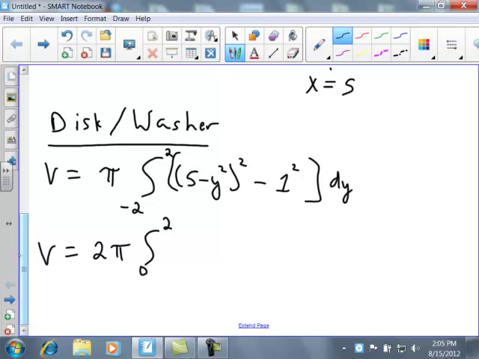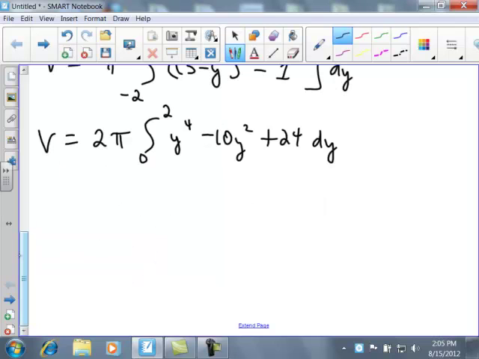And then if you multiply all that out and you combine things, this is what you end up with: y to the 4th minus 10y squared plus 24, all that dy. And if you go through and you integrate each one of those pieces and plug in your numbers, what you end up with for your final answer, and again, I'll leave that to you because you don't need my help with that part, is 832 pi over 15.